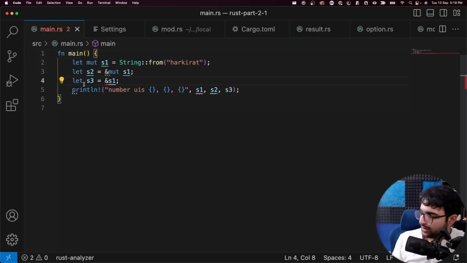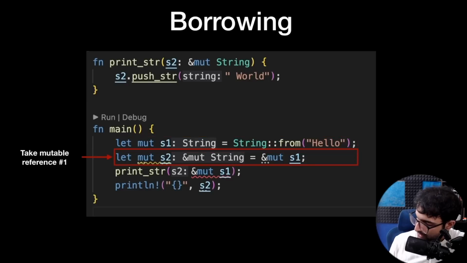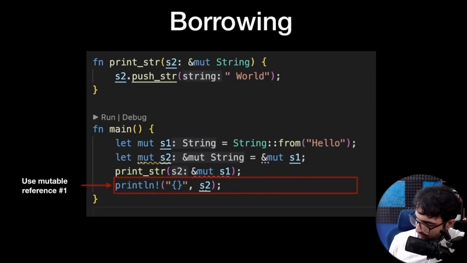Cool. Alrighty. That's all I had. Let me just take you through a visualization of this. I define a mutable variable over here called S1, and then I take a mutable reference in S2. Then I try to mutate it again. It'll throw an error. This line of code is enough to throw an error.